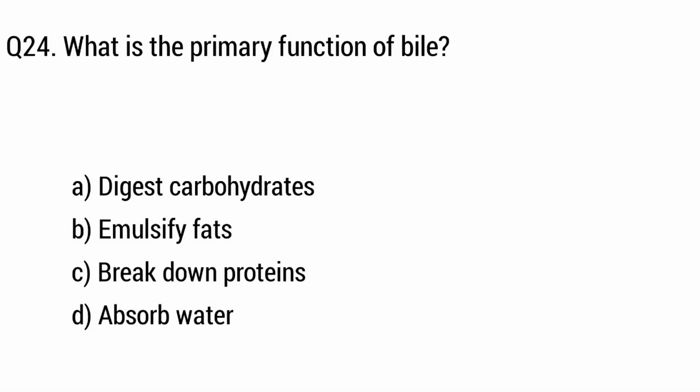Question 24. What is the primary function of bile? Option A digest carbohydrates, B emulsify fats, C breakdown of protein, D absorb water. But the right answer is option B emulsify fats.